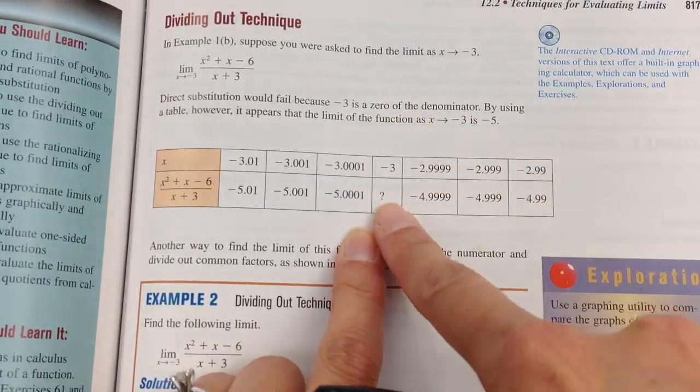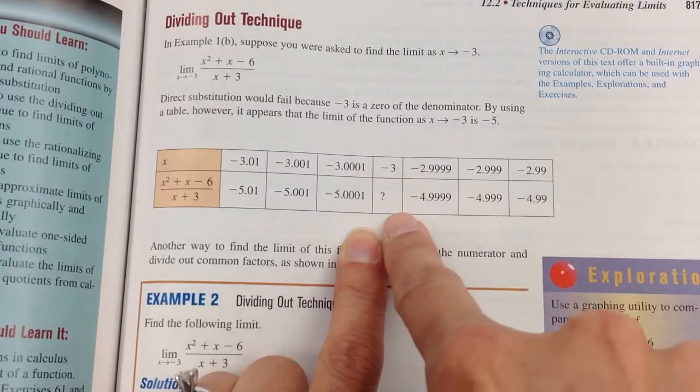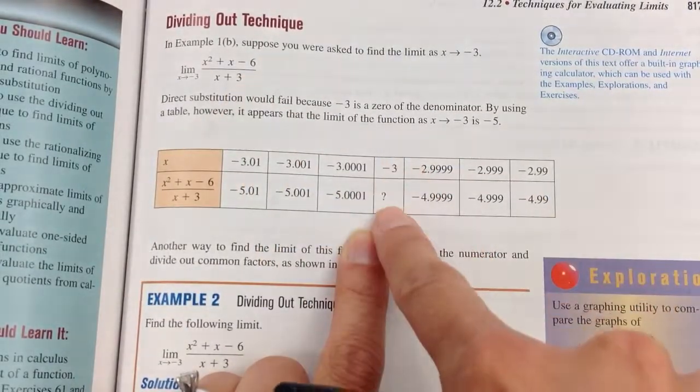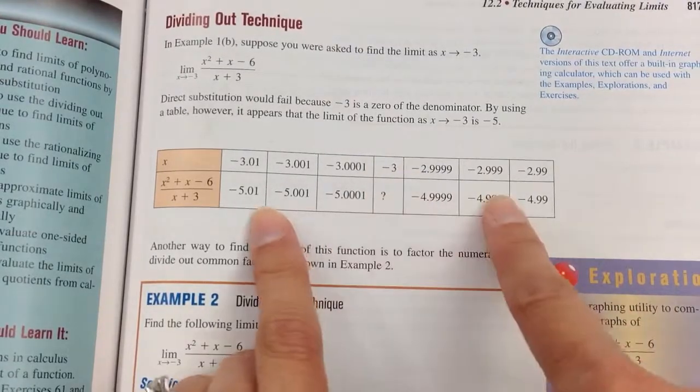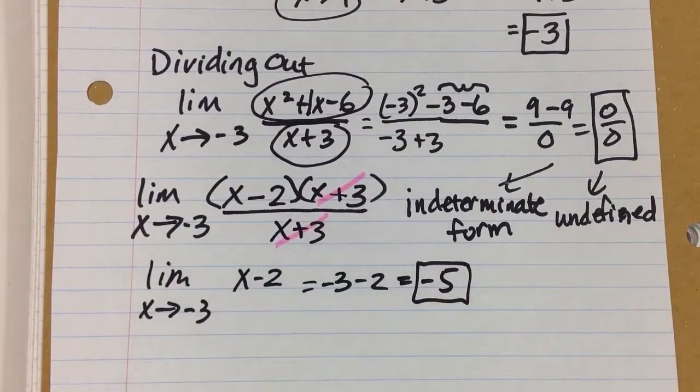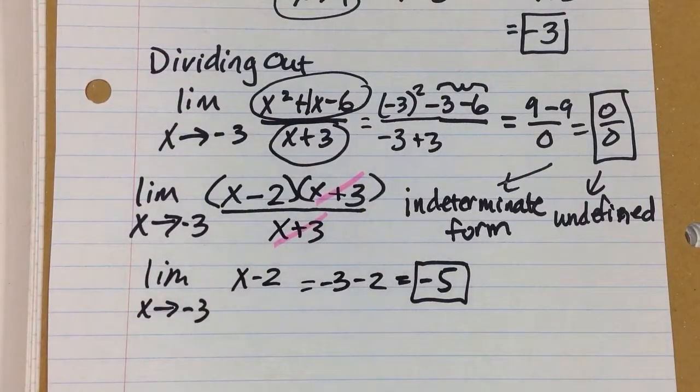So this supports our answer, because the calculator is going to say error when you plug in negative 3 to the original function. But around it, it's approaching negative 5. Okay, so yeah, that's a shortcut, dividing out.